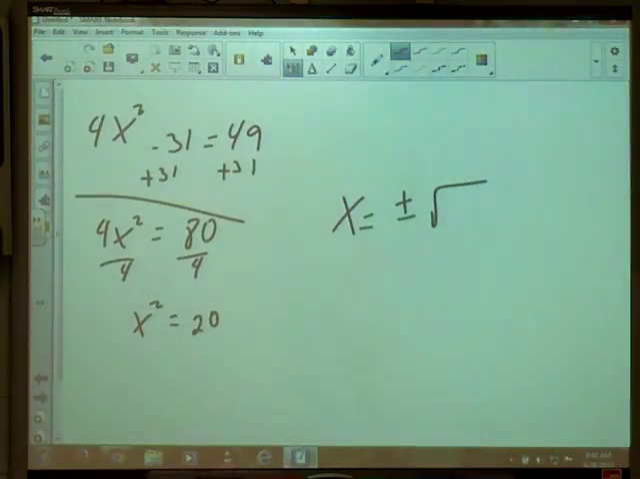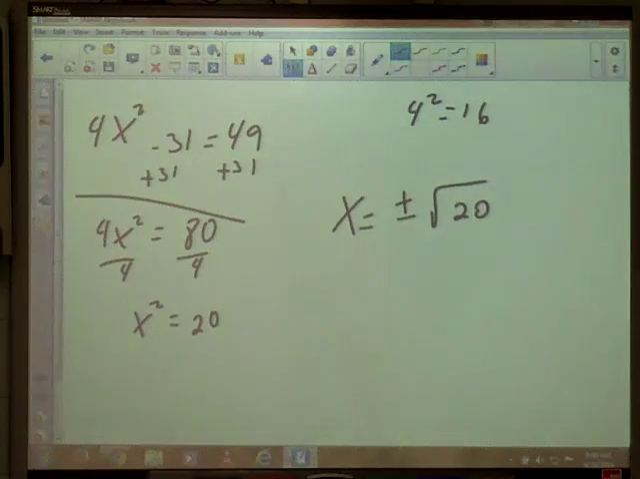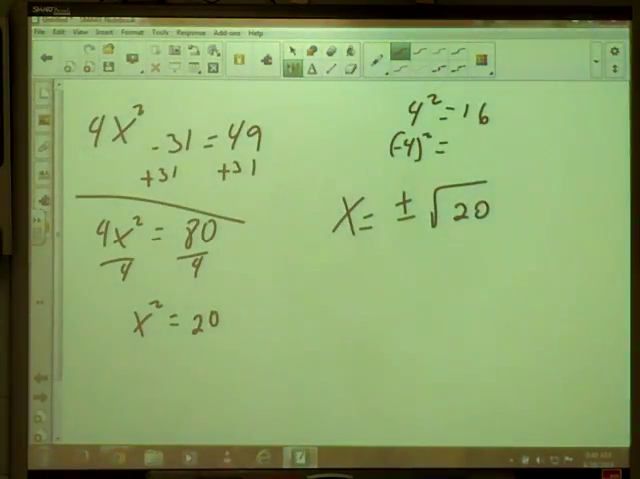Now, first thing I need to know, notice that sign I put out there in front. When I square root something, I can have a positive or negative answer. Make sure you understand that. Here's just a side note example. 4 squared is 16. Negative 4 squared is also 16, right? 4 times 4 is 16. Negative 4 times negative 4 is 16. So when you square root something, it could be positive or negative.